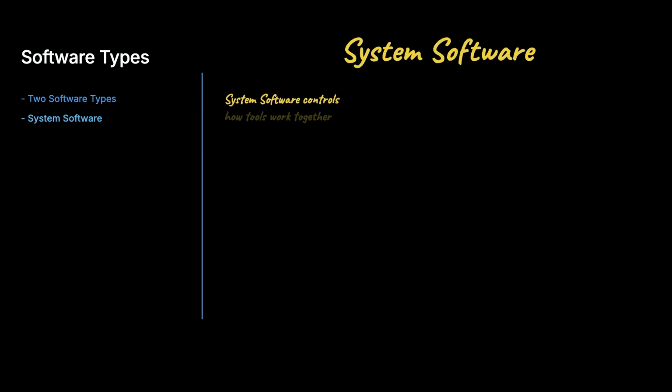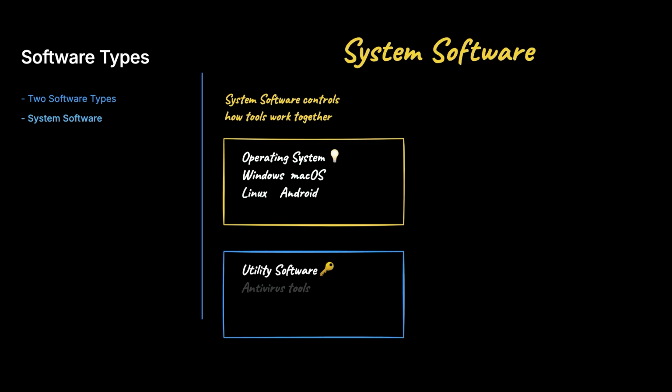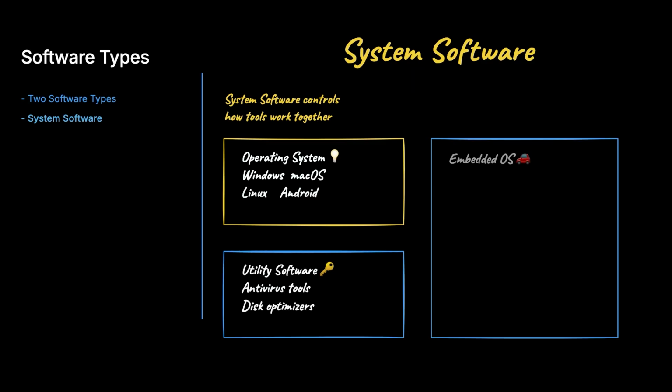System software controls how the technology tools work together. Its most important member is the operating system, which manages the hardware and runs your applications. Windows, Mac OS, Linux, and Android are operating systems. System software also includes utility software like antivirus tools and disk optimizers. The embedded operating system runs special devices like a car or an ATM.